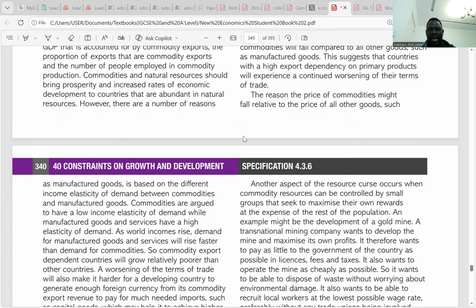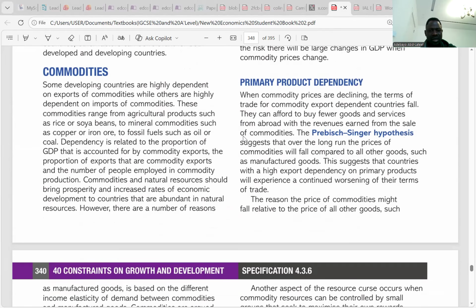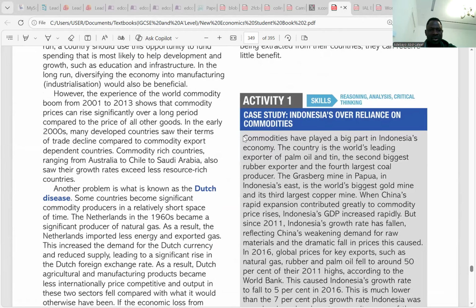Any question about reliance on primary product dependence? Okay. Then I think, do we have anything here again?